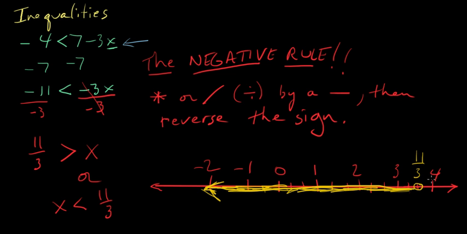So let's try putting 4 in there. Negative 4, is that less than 7 minus 3 times 4? Well, what do you think? 3 times 4 is 12. 7 minus 12 is what? Negative 5, right? Is negative 4 less than negative 5? No, negative 4 is greater than negative 5.